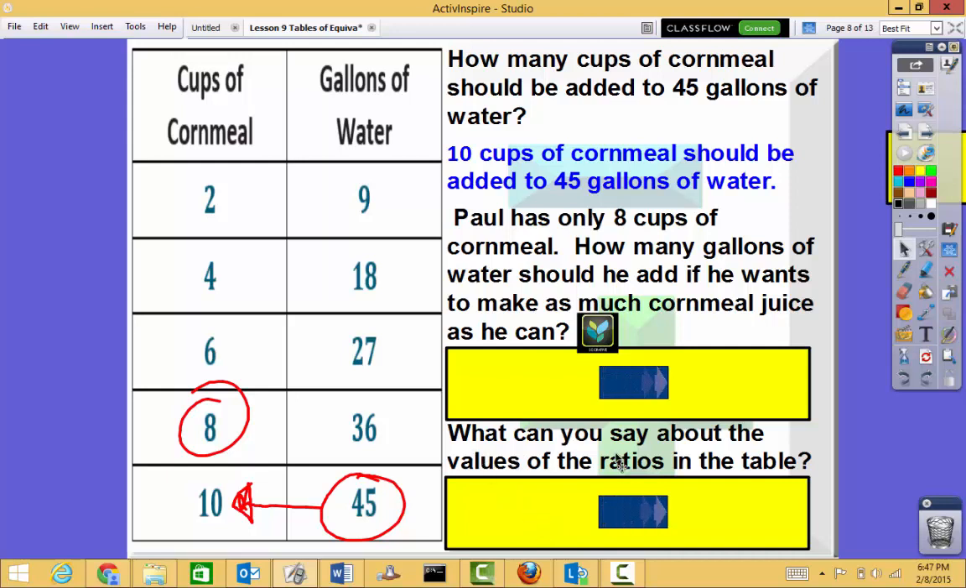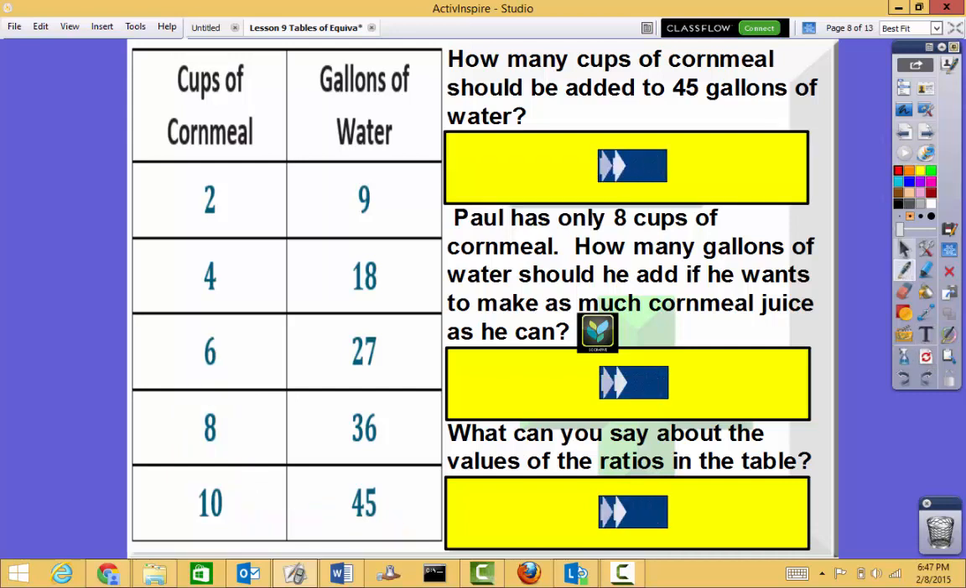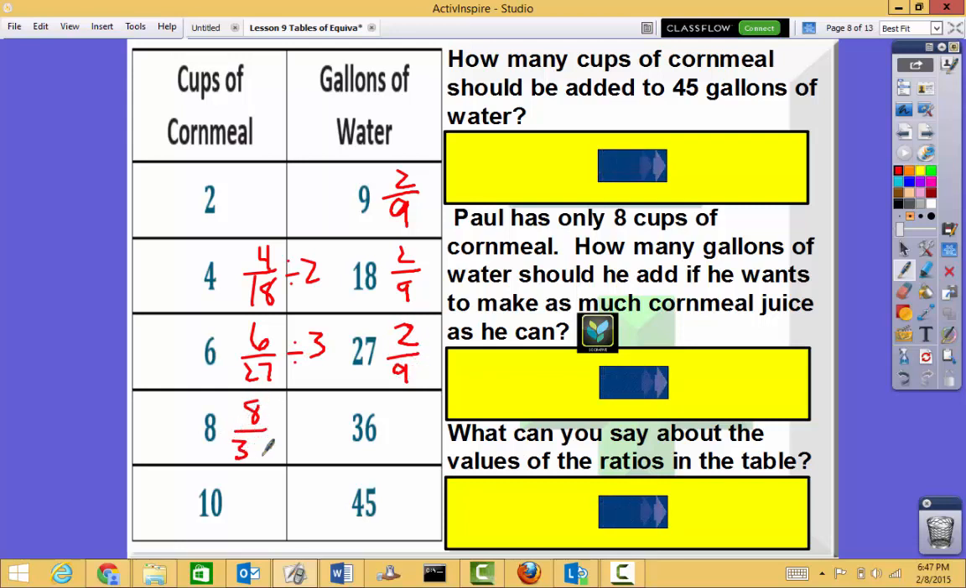So now let's look at this question. What can you say about the values of all the ratios in these tables? Well, I'll notice the value of 2/9 is 2/9. 4/18, I can divide my numerator and denominator by 2 to get 2/9. 6/27, I can divide my numerator and denominator by 3, and I will get 2/9. 8/36, I can divide my numerator and denominator by 4, and look, 2/9 again.